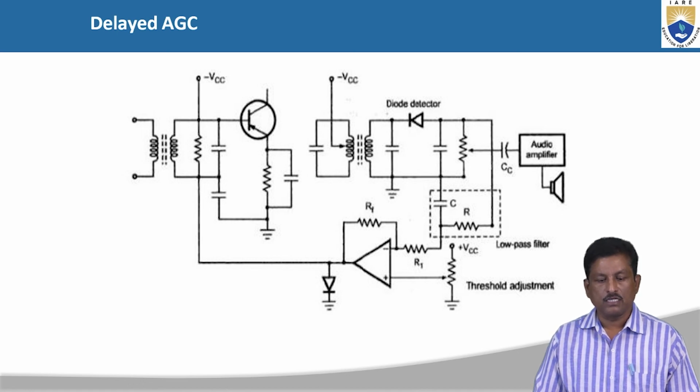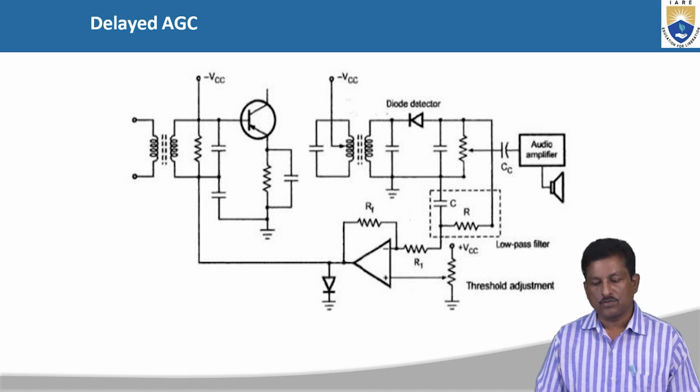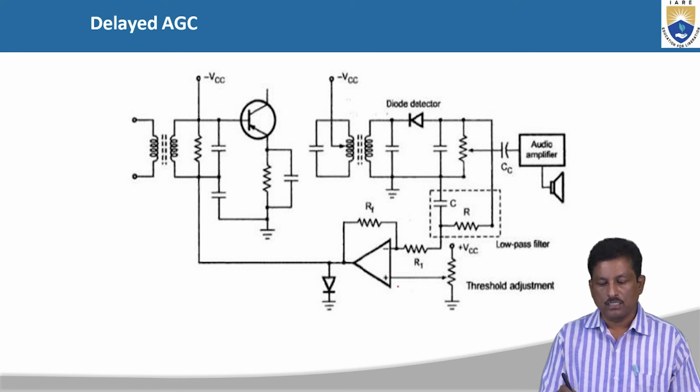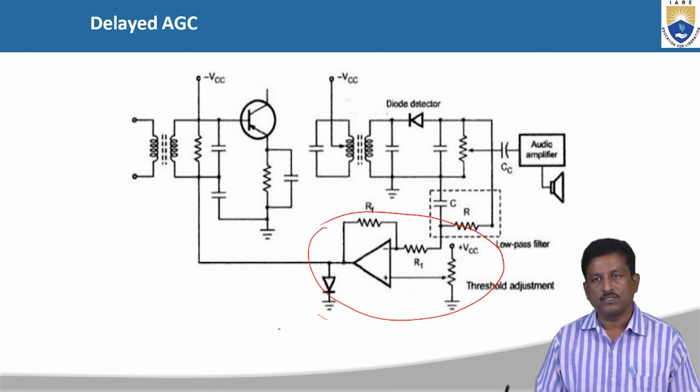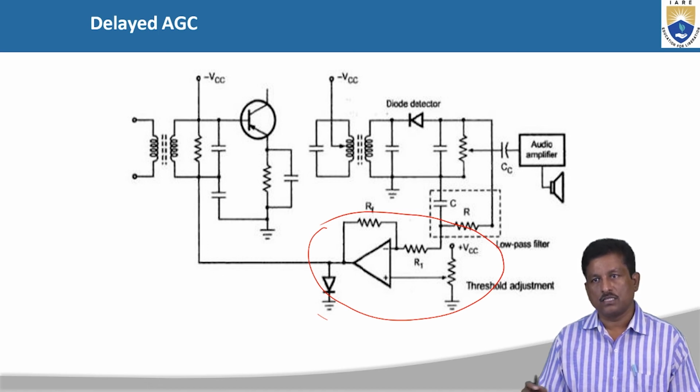This is the delayed AGC. Here also we have the same operation. Additionally, we have the threshold adjustment, and this circuit will be separate. So you can see the difference between the simple AGC, automatic gain control, and the delayed AGC. It is only that there is a threshold adjustment. The remaining will be the same.